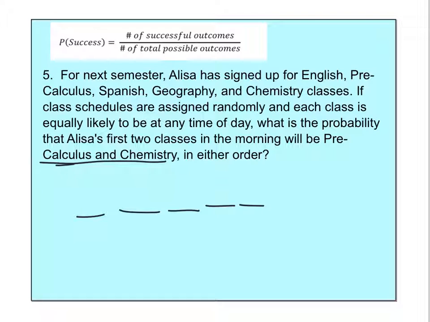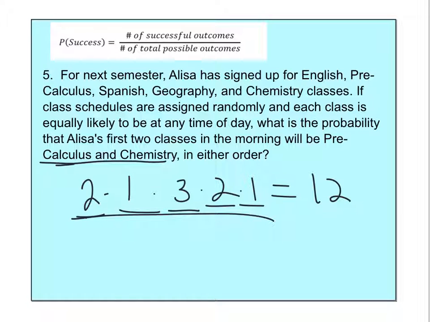It can either be pre-calc chemistry or chemistry pre-calc, basically. So I've got two choices here, one choice here. Then after that, I don't care. So I've got 3, 2, 1. That's going to be my probability, all the possible ways that that can happen. So it's 2, 1, 3, 2, 1, which is going to be 12 over everything that possibly could happen.